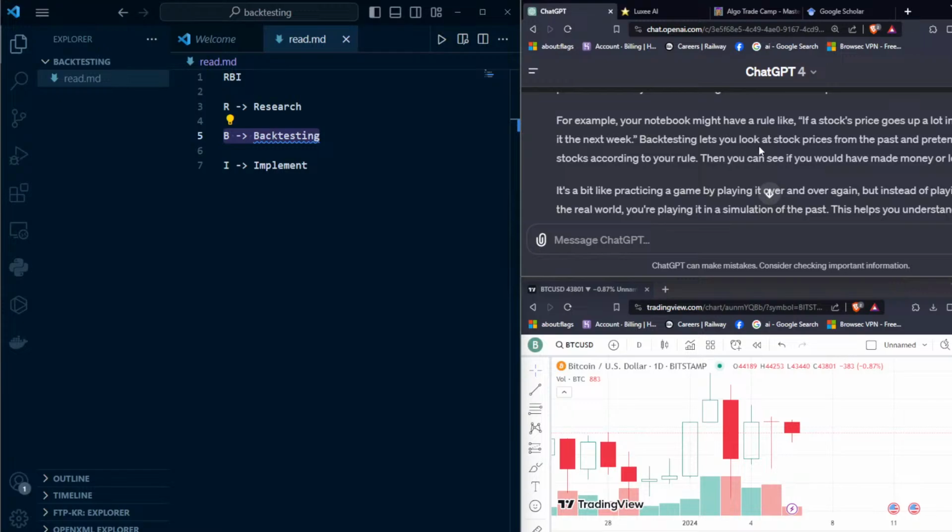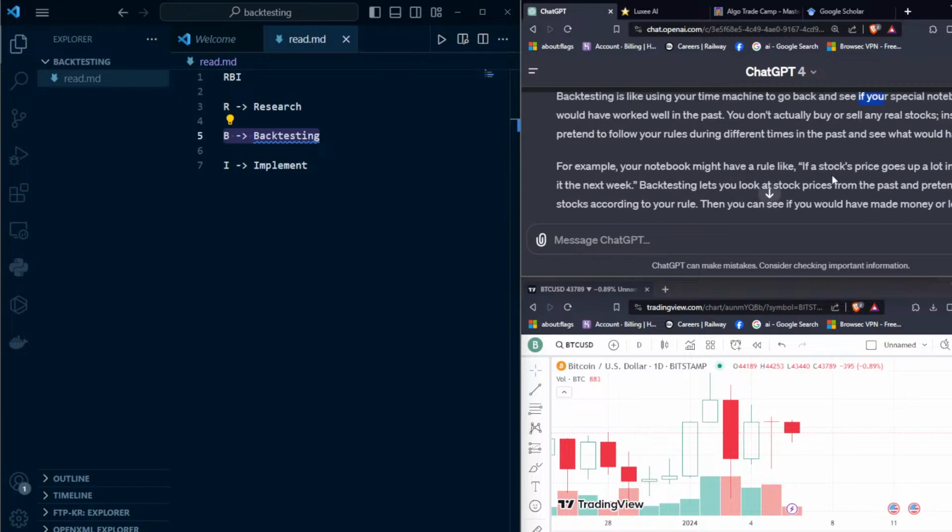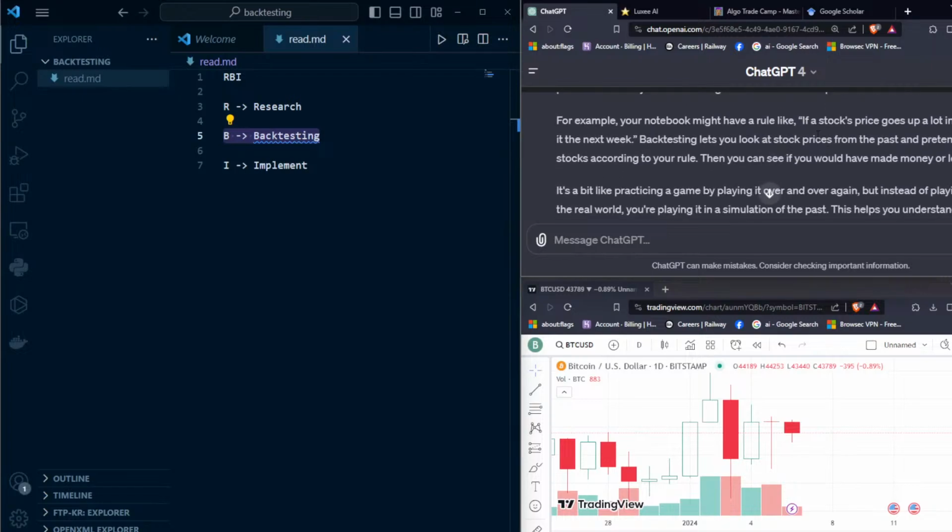Backtesting lets you look at the stock prices from the past and pretend to buy those stocks according to your rule. Then you can see if you would have made money or lost money. It's a bit like practicing a game by playing it over and over again, but instead of playing the game in the real world, you're playing it in a simulation of the past. This helps you understand if your strategy is good or if it needs some changes before you use it in the real stock market.